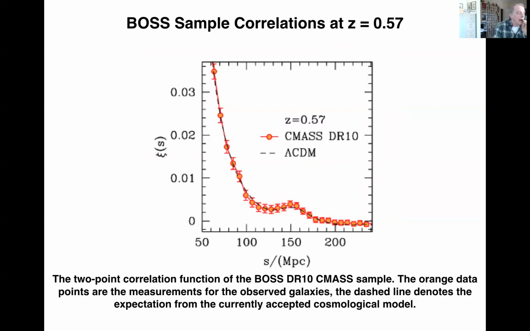Here at a redshift of z equals 0.57, which is quite a ways out into the universe, you take all the galaxies at that redshift and you look for structure, and you see there's a bump at about 150 megaparsecs, which indicates how that first peak in the cosmic microwave background radiation has been stretched by the expansion of the universe to the time when the redshift was 0.57.